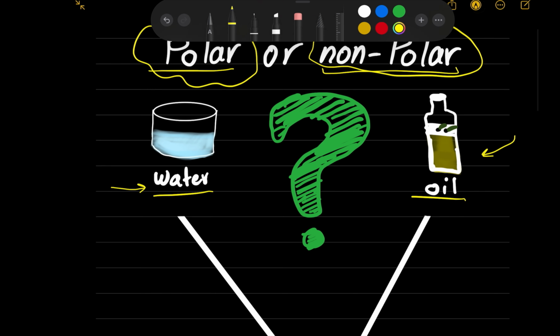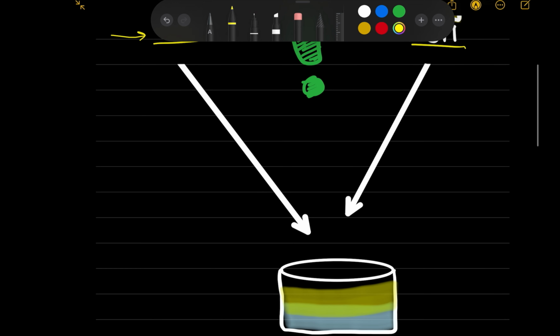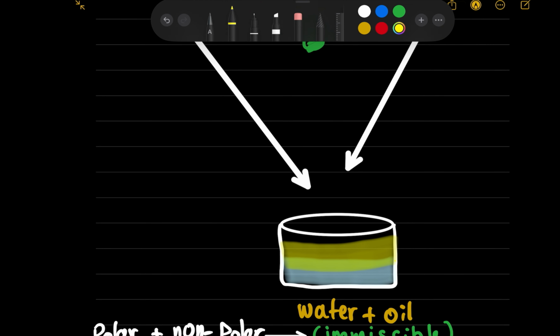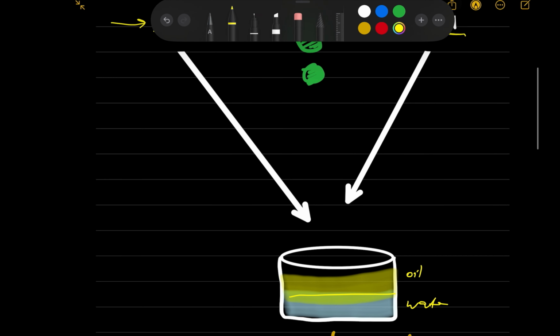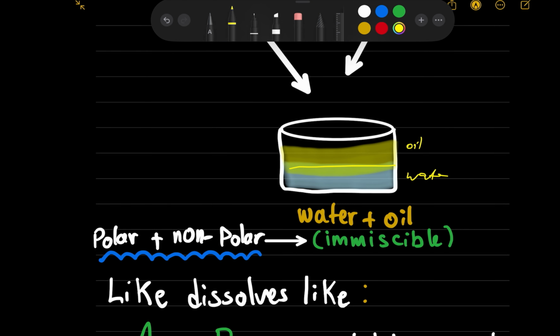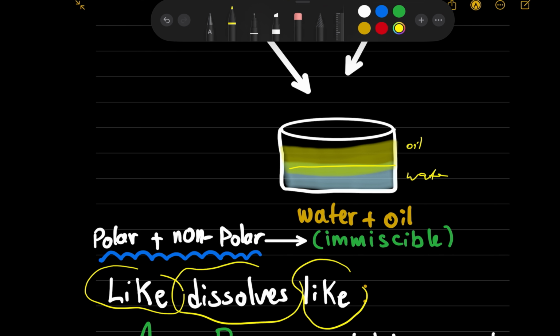If you make it, you'll notice that we have two layers, with the water in here and the oil above. At that point, we can say that the oil and water are not mixed together because this one is polar and that one is not polar, right? And we can end up with a new rule in chemistry that says like dissolves like. In other words, since we're dealing with two opposites, polar and non-polar, they're not dissolving each other.